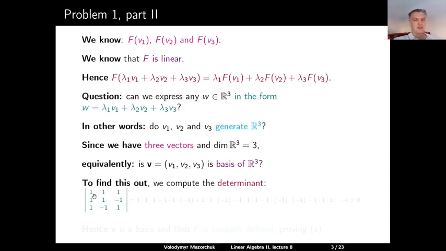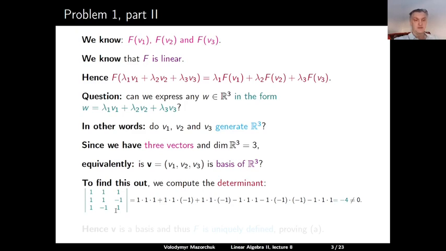So the determinant of the matrix, which when we read column-wise is (1, 1, 1), (1, 1, -1), and (1, -1, 1), these are exactly our vectors V1, V2, and V3. The determinant of this matrix is equal to 1 times 1 times 1 plus 1 times 1 times -1 plus 1 times 1 times -1 minus 1 times 1 times 1 minus 1 times -1 times -1 and minus 1 times 1 times 1. And this is equal to -4, which is not equal to 0.